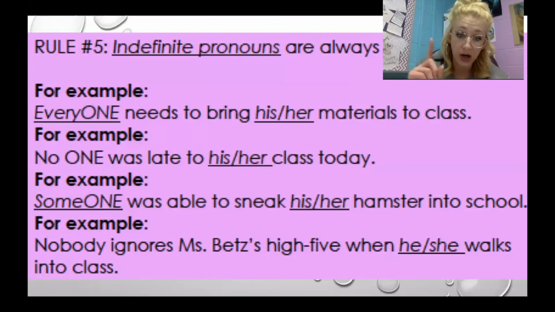Last one, nobody ignores Miss Betts' high five when blank walks into class. Nobody, no one body. Again, singular. Everyone, no one, someone, nobody, anybody. These are singular antecedents. Okay, let's go to our last pronoun rule.